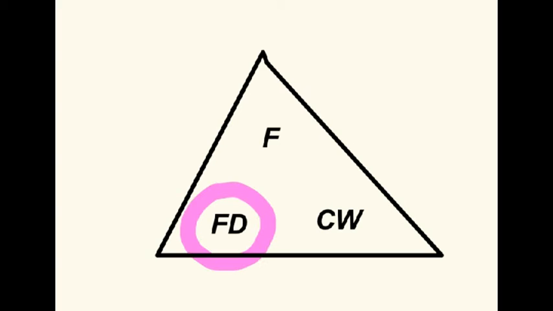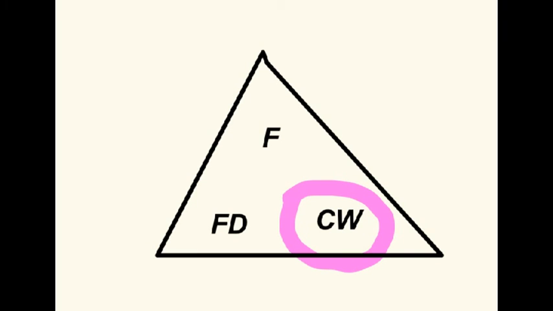If you want the frequency density, divide the frequency by the class width. If you want the frequency, multiply the frequency density by the class width. And if you wanted the class width, divide the frequency by the frequency density.